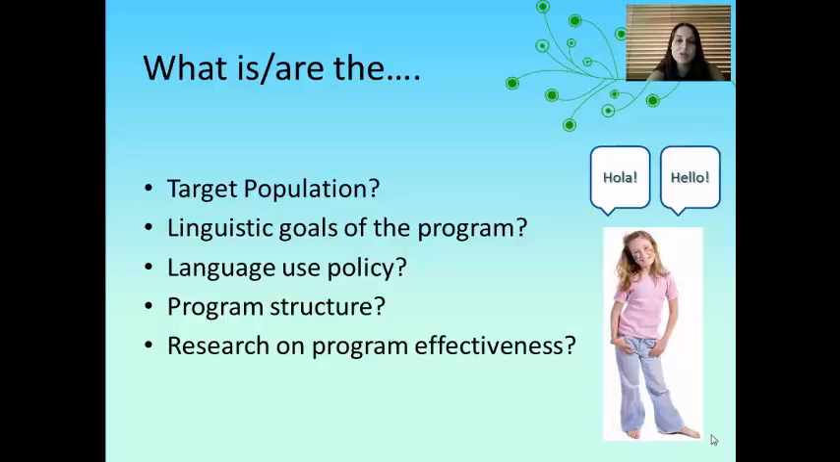I also wanted to call your attention to the power of labels. You can see in the PowerPoint there's a picture of a Hispanic girl who can speak Spanish and English. I'm using her as a representation of Hispanic children who are proficient in Spanish and English to different degrees, but who have had exposure to both languages.